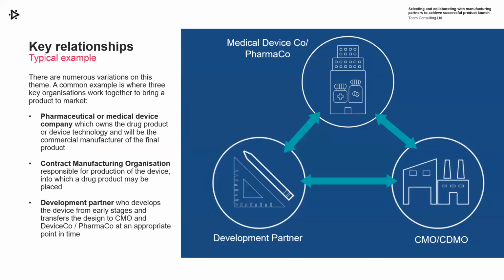Another thing I want to talk about really is key relationships. Obviously, it depends. Here's one common example where there are often three organisations working together to bring a product to market. So you'll have the pharmaceutical company, the medical device company, who own almost the core technology, whether that's a drug product or a device technology, and they're going to be the commercial manufacturer of the final product when it goes on the market.